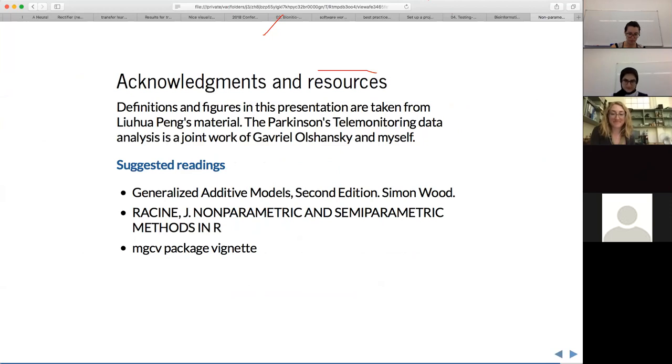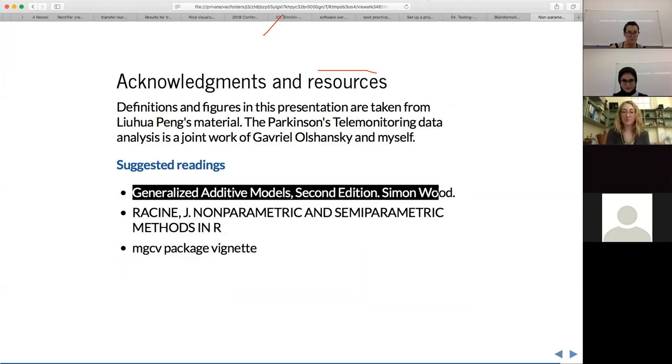That was it. It's slightly late, more than 45 minutes, even 50 minutes. But the figures and definitions in this presentation are coming from Leo Halpin's material. The Parkinson's telemonitoring data analysis was a joint work of Gabrielle and myself. This is the textbook that I think is potentially one of the best reference textbooks for generalized additive models.